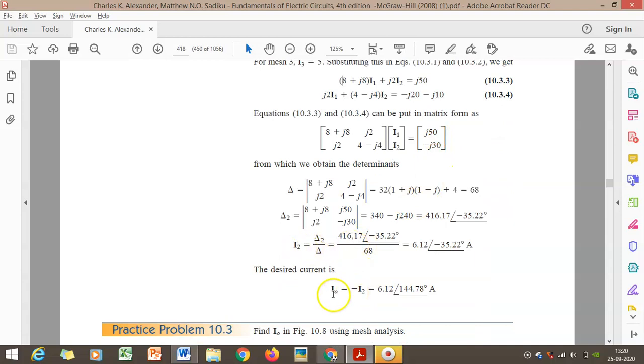We have found I2. I0 is equal to minus I2, which is equal to 6.12∠144.78°. If you know polar calculation, then we can easily find this answer.